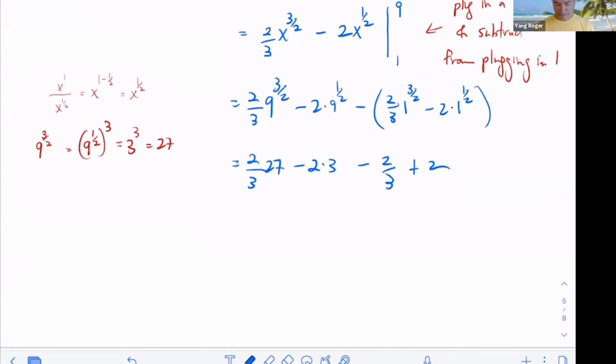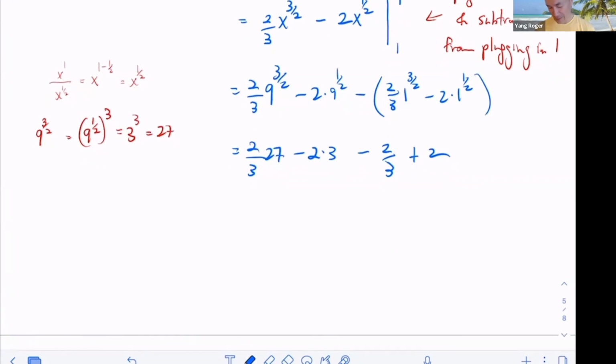So we can simplify this further, right? That first guy, 27 divided by 3 is 9. 9 times 2 is 18. So this is 18 minus 6 minus 2/3 plus 2. When you work this out, this becomes 40/3. Okay, I'll let you do the arithmetic at home. I want to move on.